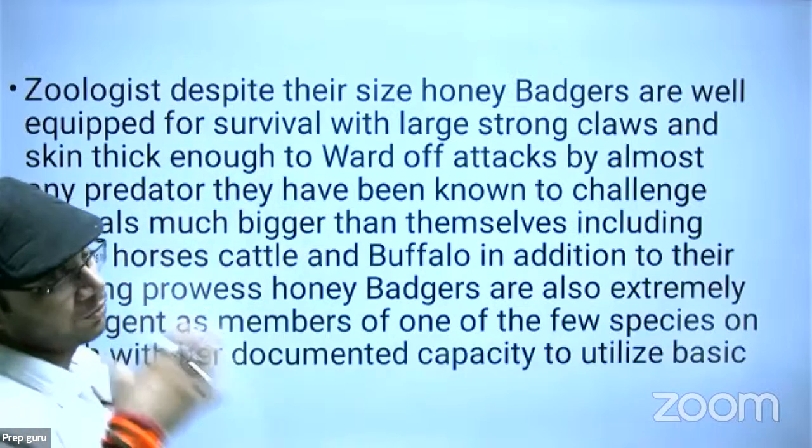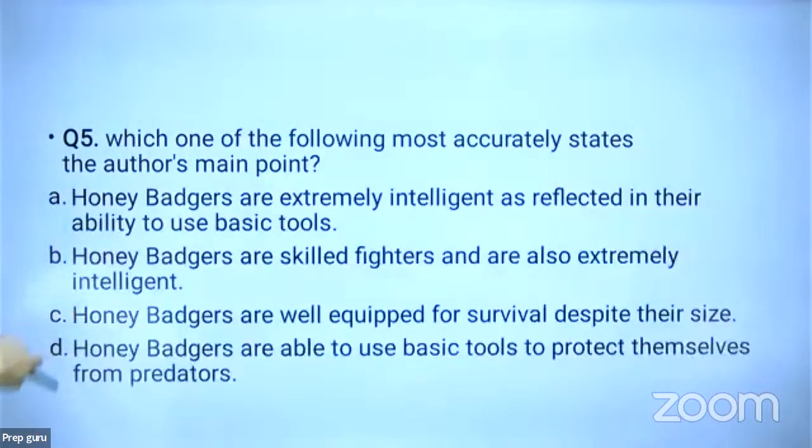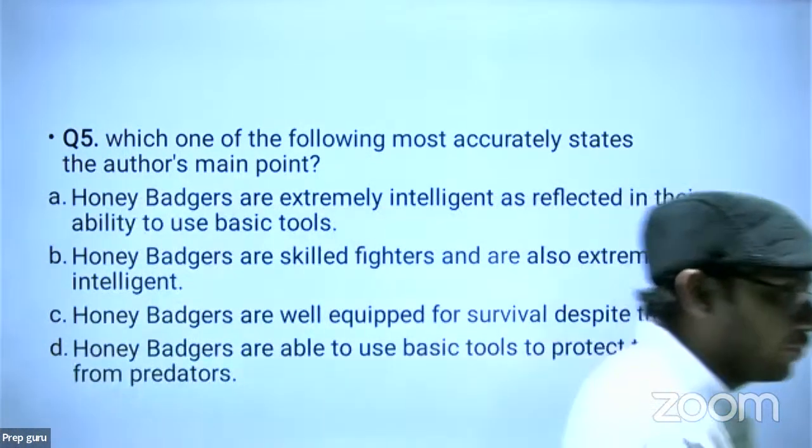Okay, so you have read the whole passage. It is about praising the qualities of honey badgers, and they are smart enough to defend themselves, right? Now see the question. Author's main point means the same thing: central idea, central theme. Can you tell me the answer? The correct answer. Answer is what? C.